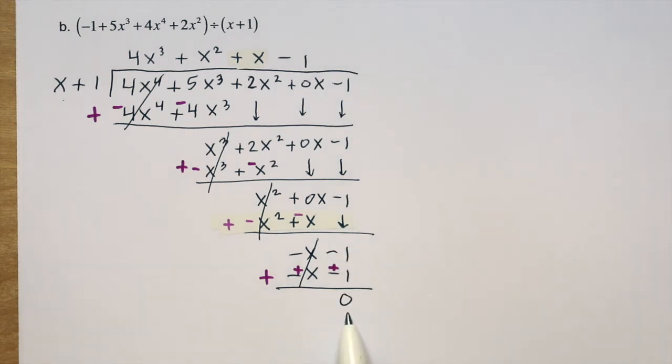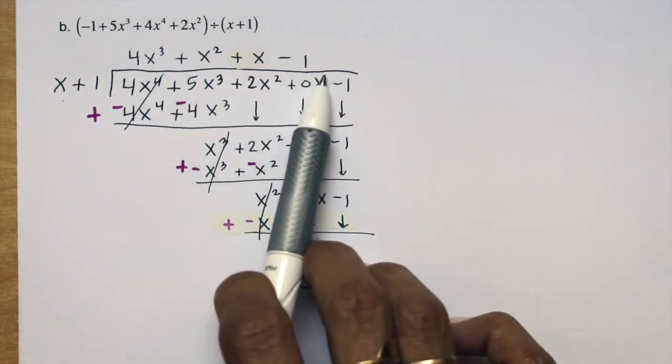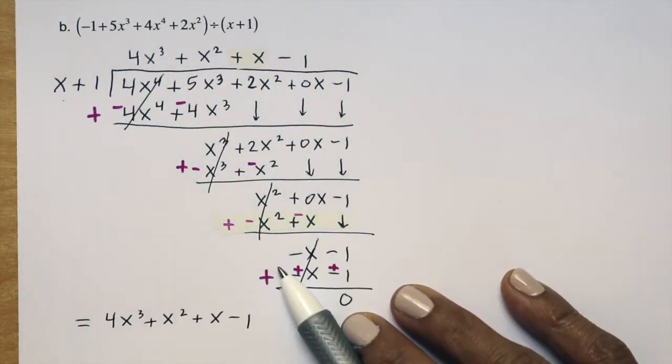That means in this problem there's no remainder. So our answer is just what's up here. So this is our final answer, and let's go ahead and write that out. So we get 4x cubed plus x squared plus x minus 1.